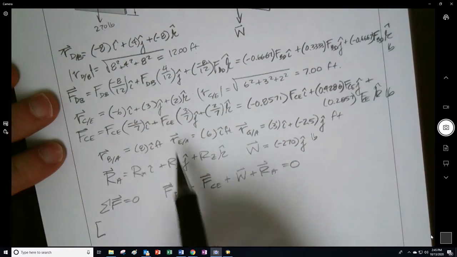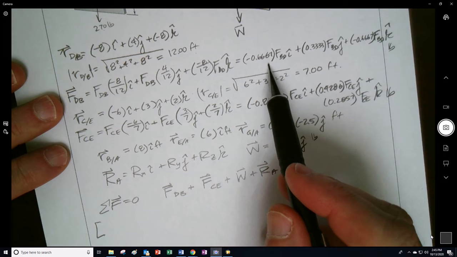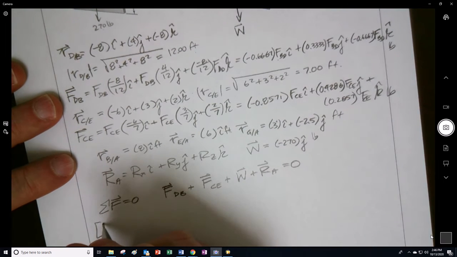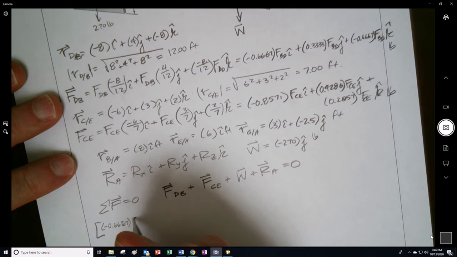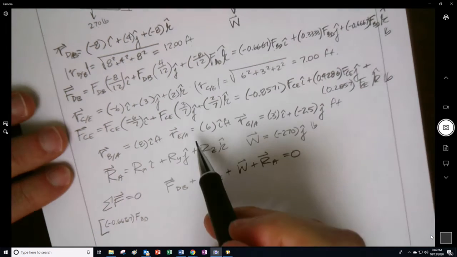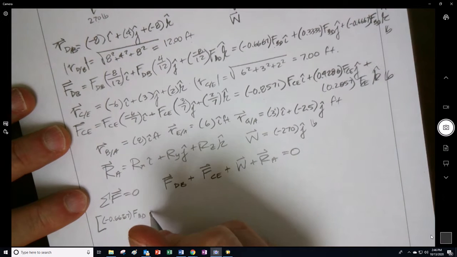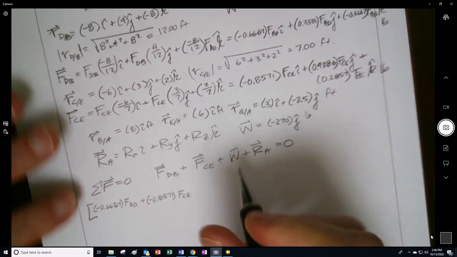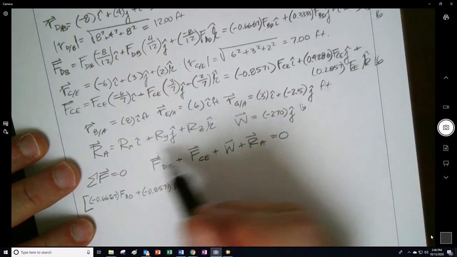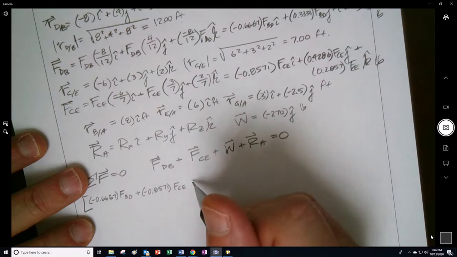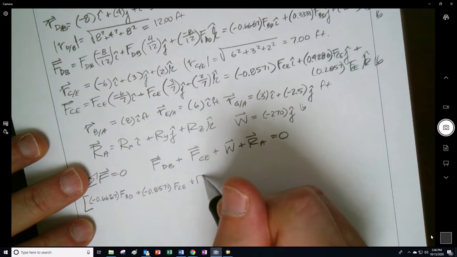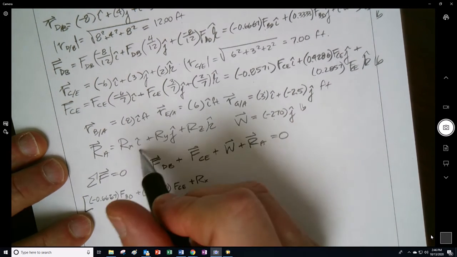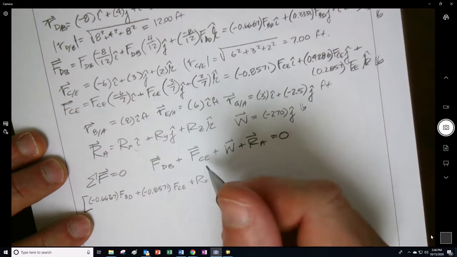And by the way, let's see. So we have a negative 0.6667 FBD, and we have a plus negative 0.8571 FCE. We have nothing in the X direction in the W. And then we add in our X. And we are assuming this is positive. We assumed all of these are positive right here.